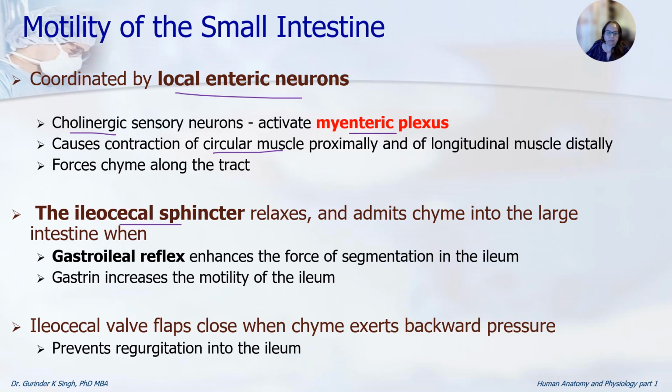And you also have what we call the gastroileal reflex, which can enhance the force of the segmentation in the ileum. And gastrin also increases the motility of the ileum. When the ileocecal sphincter or valve closes down, the chyme exerts a backward pressure, and that also prevents its regurgitation into the ileum. It closes when the backward pressure is there, so the chyme doesn't go back into the ileum.